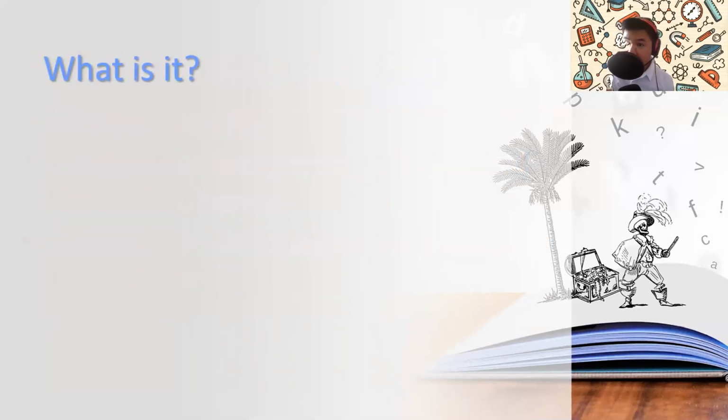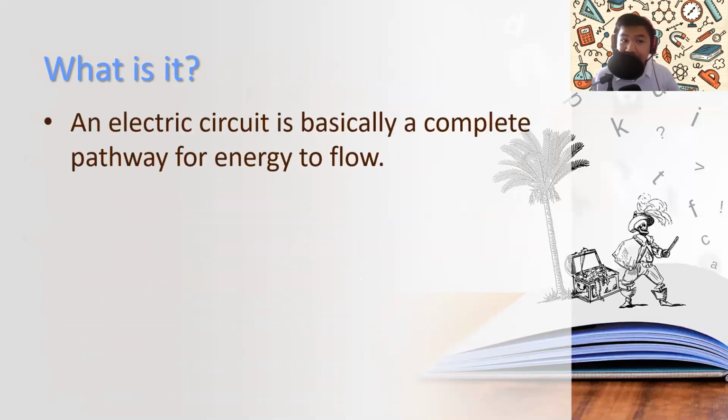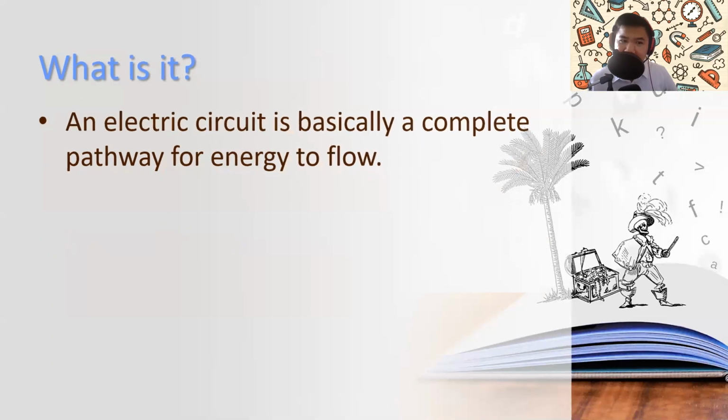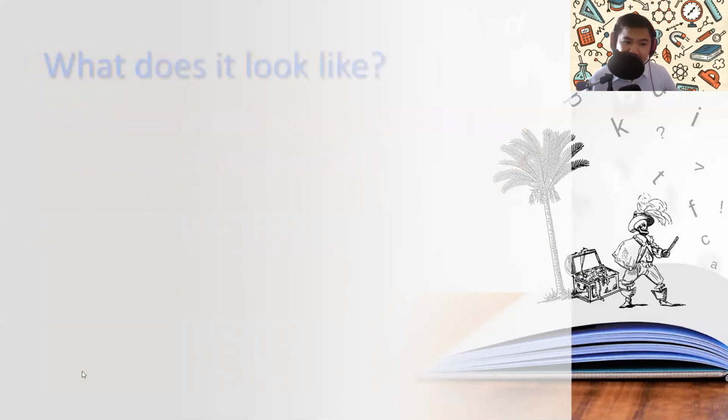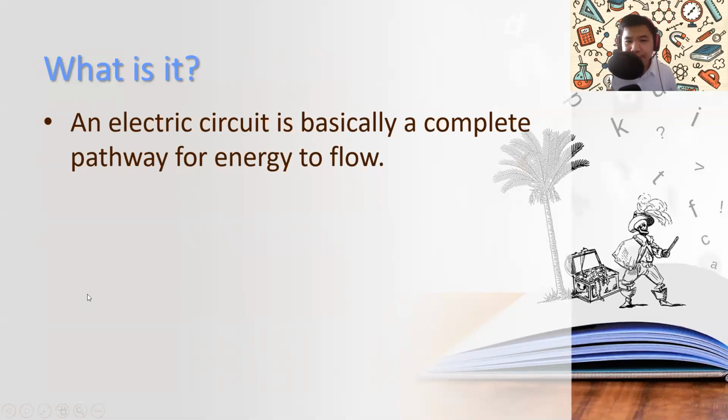Now, you know what electricity is and why it is important. The question is, what is a simple electric circuit? An electric circuit is basically a complete pathway for energy to flow. Again, let's go back. An electric circuit is basically a complete pathway for energy to flow. What does this mean?